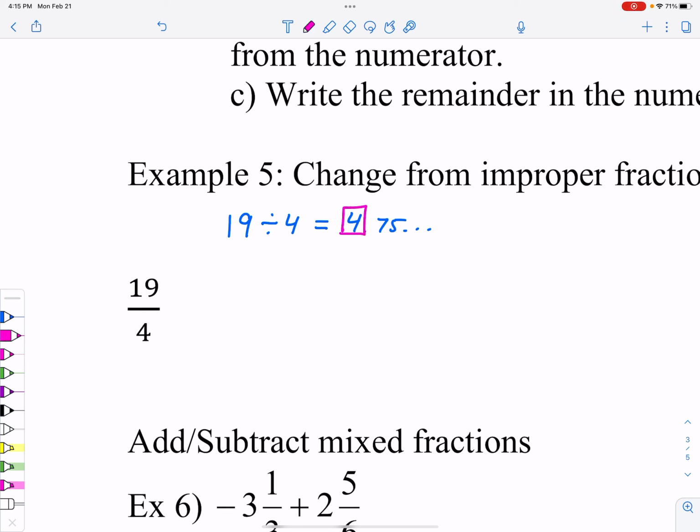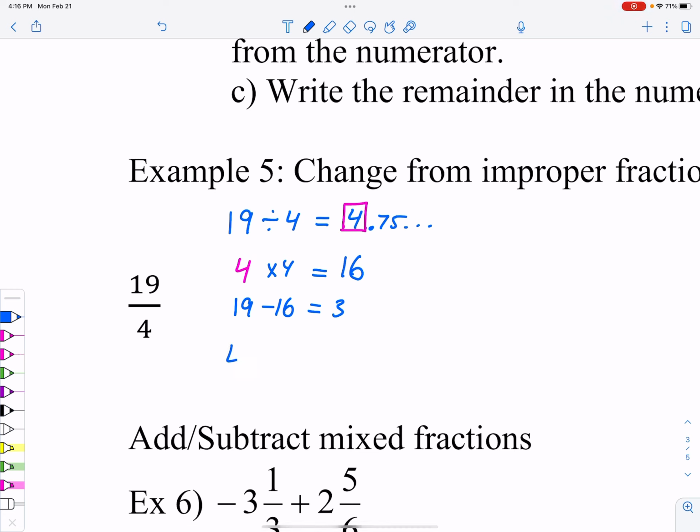So we're going to take that number, that 4, and we're going to multiply it by whatever our denominator is. In this case, it's 4. So 4 times 4, and that gives us 16. So that means if we take the whole number 4, that's taking out 16 of these parts. So what do we have left? We're going to take our 19 and subtract the 16. That'll be represented by our whole number. And we have 3 parts left.